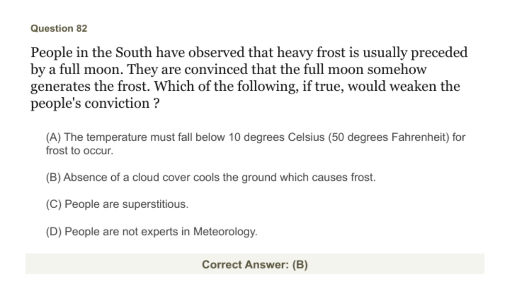Option C mentions that people are superstitious, which explains their belief but doesn't challenge it. And option D points out that people are not experts in meteorology, which again explains their misconceptions but doesn't weaken the belief. So the key here is to find the statement that would directly challenge or disprove their conviction about the full moon's role. The correct answer is option B, because it offers a scientific explanation centered on cloud cover and ground cooling, which can weaken the idea that the full moon itself is responsible for the frost. This helps us understand how scientific reasoning can challenge superstitions or misconceptions.